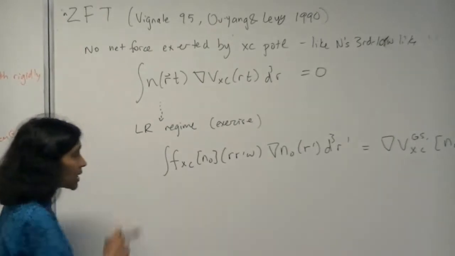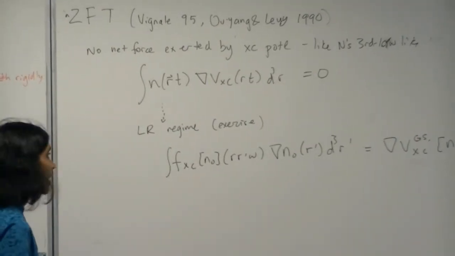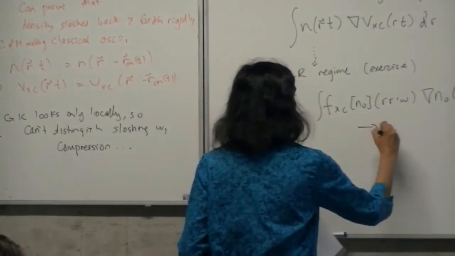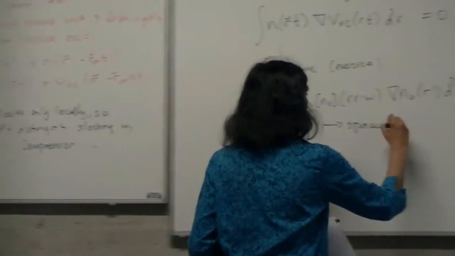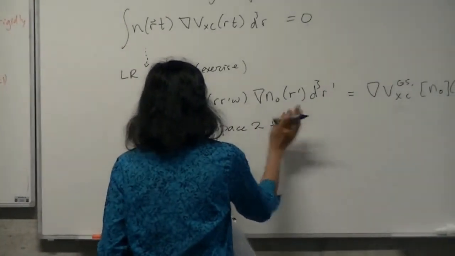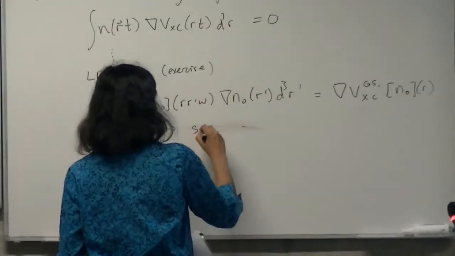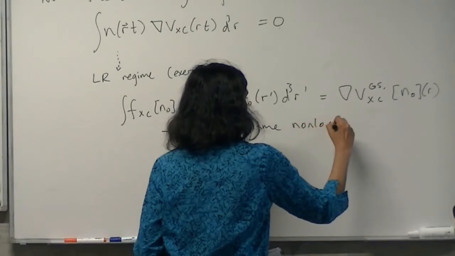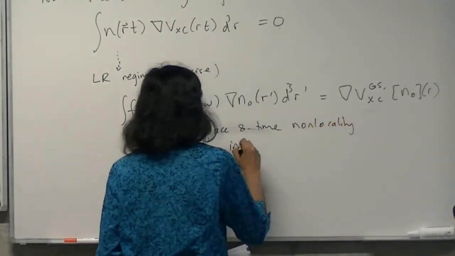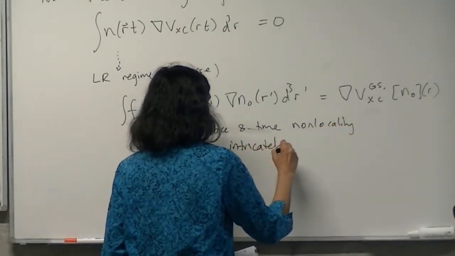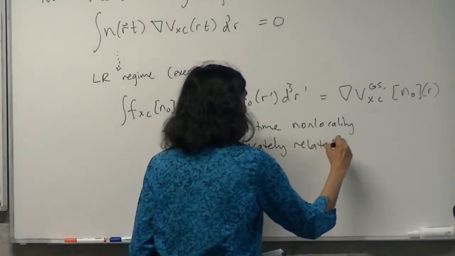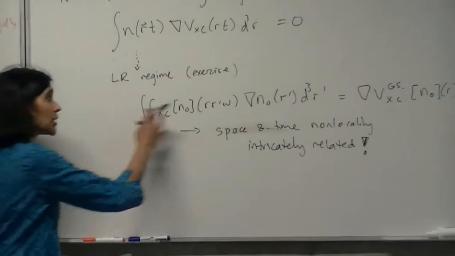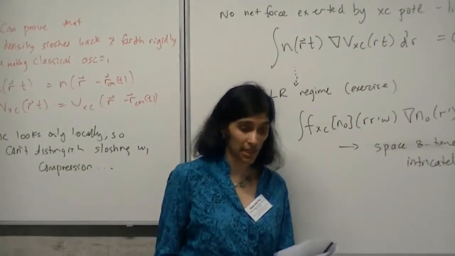So there's something kind of deep, I think, in the statement, and Giovanni Vignale has really thought about this a lot. Okay, so this suggests space and time non-locality are intricately related, right? And this is violated by Gross-Kohn, and again, if you want to do it as an exercise, you put in the Gross-Kohn function, you can see that it's violated.